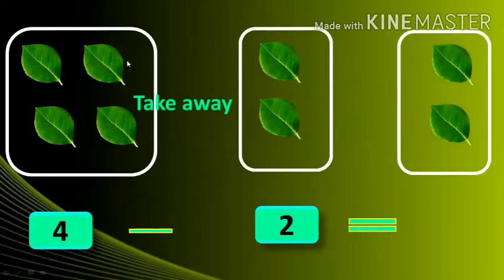From these 4, if we are removing these 2 leaves, we will get 2 leaves. That means 4 minus 2 equals to 2.